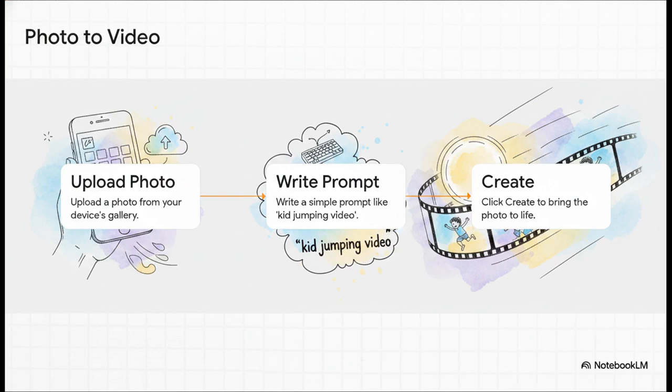Step 1, upload a photo directly from your device's gallery. Step 2, write a remarkably simple prompt. You don't always need to write a massive, descriptive paragraph. The source uses the example of just 3 simple words, kid jumping video. That's it. Step 3, click Create. By combining a static photo with just a few basic descriptive words, the AI totally understands the context and generates a full moving video sequence based entirely on that original image.